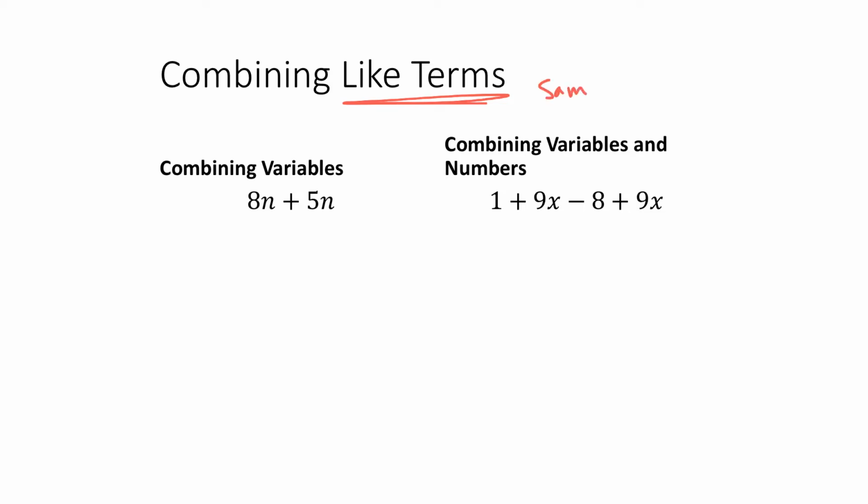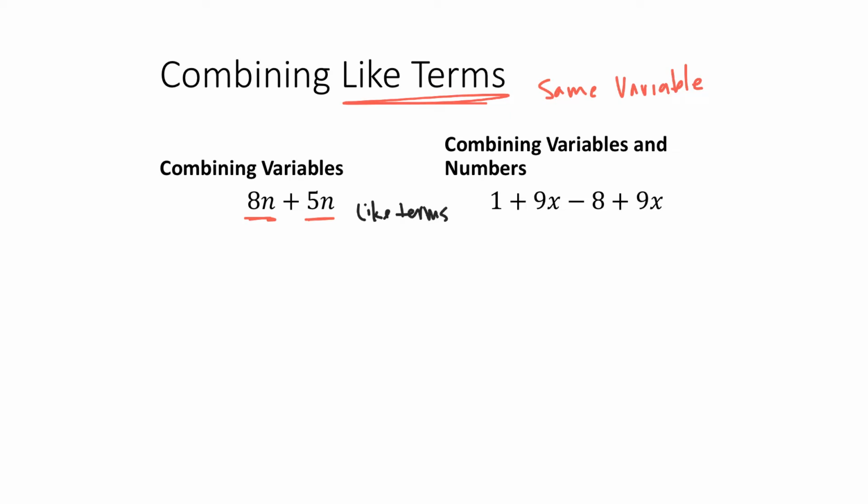So we're looking for terms, or pieces, that have exactly the same variable. If they don't have the same variable, you cannot add them together, and that's what we looked at with our first couple steps of our one-step or two-step equations. So when I look at this first part here, we have 8n and we have 5n. The only thing that matters is the variable, and so these are indeed like terms.